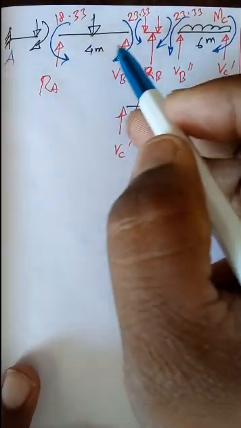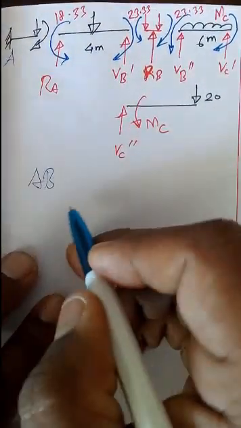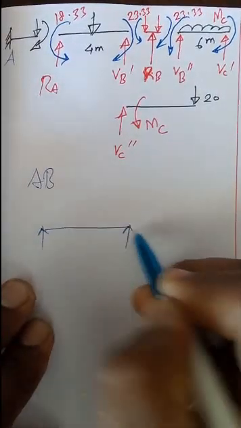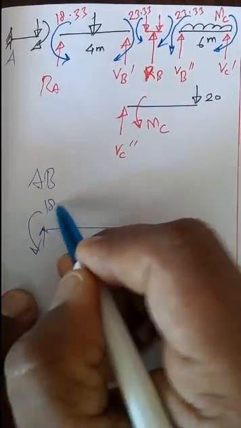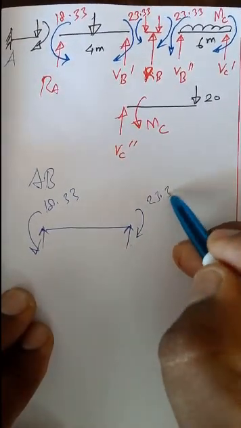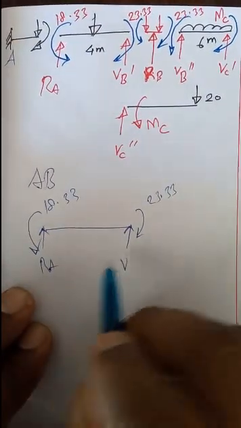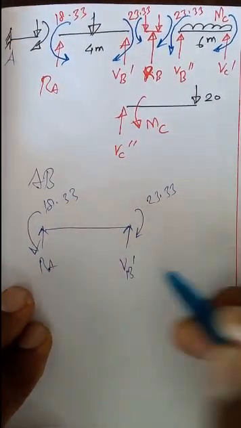And then what we have to do is we have to separately draw the bending moment. Separately we have to segregate all the beams, and then we have to find out the reactions. For example, we will take this span first. Span AB will be taken. So for the span AB, you know that here we have 18.33, and at this location you have 23.33 as the moment, and this is RA, and this is nothing but VB dash.